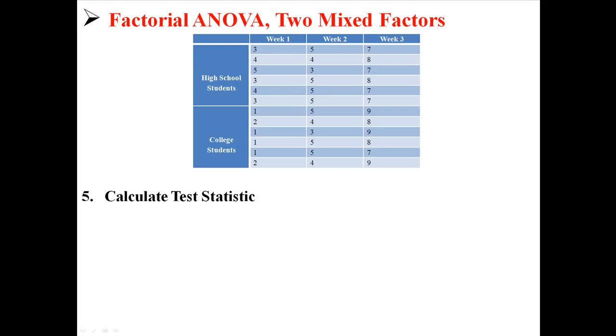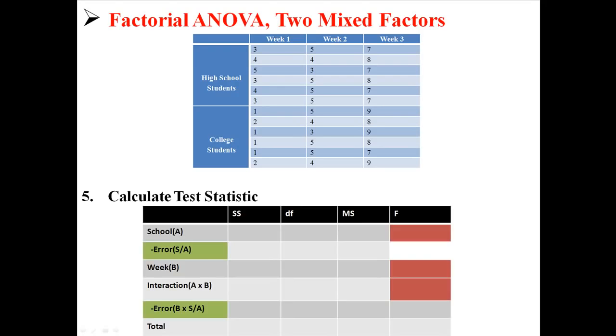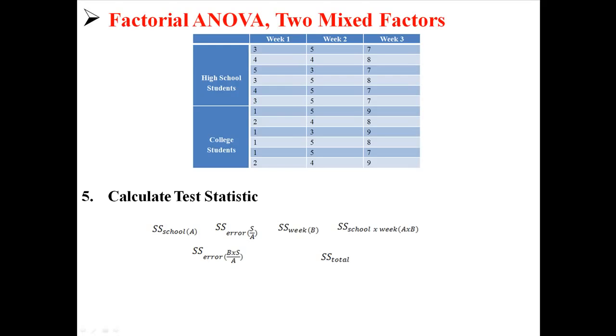Next, we must calculate the test statistic. Now looking at this table, we already have the degrees of freedom. We can just put that in there. We just need to find these 6 sum of squares. We need to find it for school, for the error for school, for week, and the interaction, and the error for that, and for total. So 6 total sum of squares we need to find. And we're going to start with school. We're going to start with A. Now this is just like it is in an independent factors ANOVA. Pretty easy.